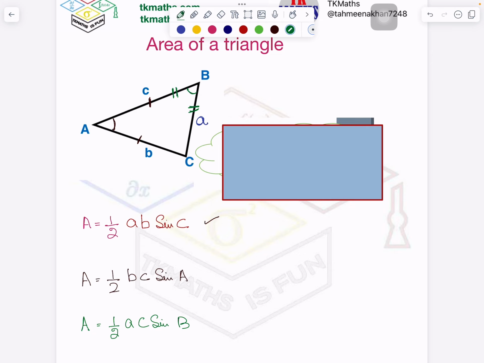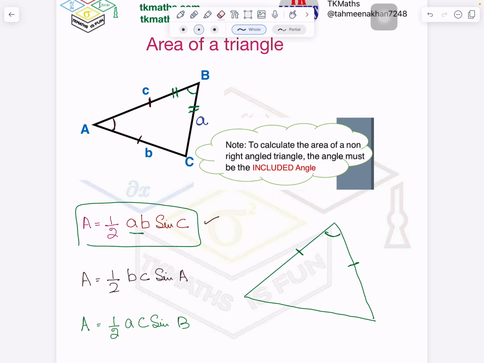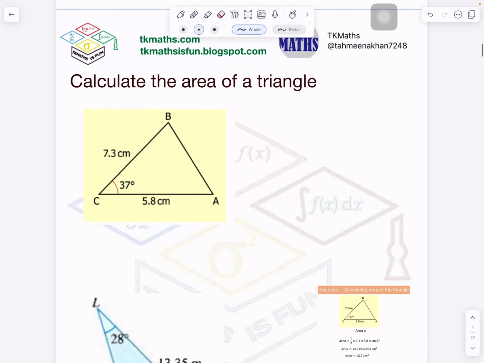So what is the important thing you have noticed here? The important thing is that in a triangle which is not a right angle triangle, when you apply this formula, whatever those two sides are, the angle should be between them, right? This is the important point here. So you have to remember this, the angle should be between the two known sides. So that's why it is said, to calculate the area of a non-right angle triangle, the angle must be included between the two sides which you are taking for values here in place of A and B. So let's see its application in the question.